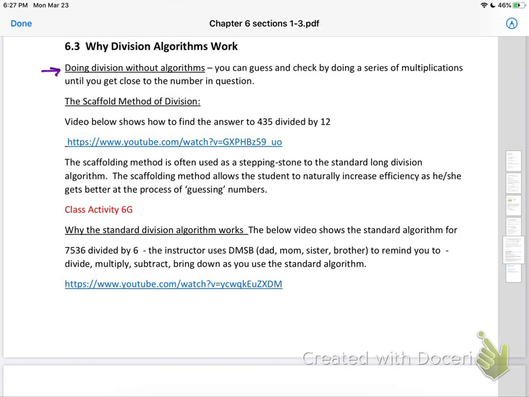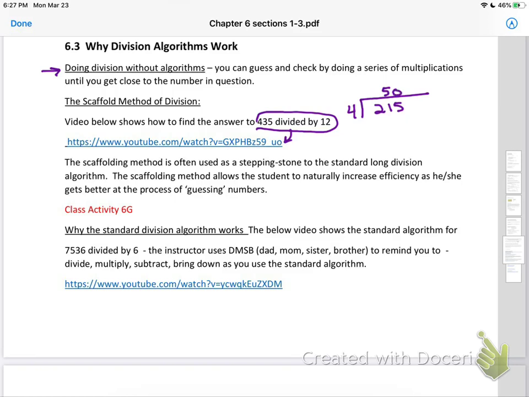Okay, so in the video I have right here, you're going to be able to watch how they do 435 divided by 12. So why don't we do something a little bit shorter so I can fit it here on the page, and I'll do it in the scaffold method. So what if I said, 215 divided by 4. Okay, so 4 goes into 215, let's think, 50 times. So I would put 50 here.